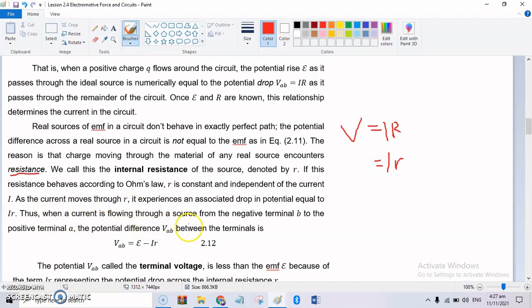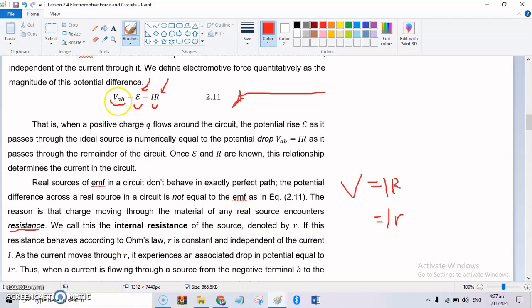Thus, when the current is flowing through a source from negative terminal B to the positive terminal A, the potential difference between these terminals is equal to this one: VAB is equal to EMF minus Ir. Why is it naging ganyan? Because they are all equal. Ir in here, when you move it as in the mathematical law, from positive, magiging negative siya. Okay? Magiging ganyan siya, minus Ir. Okay? So, VAB is equal to EMF minus Ir.